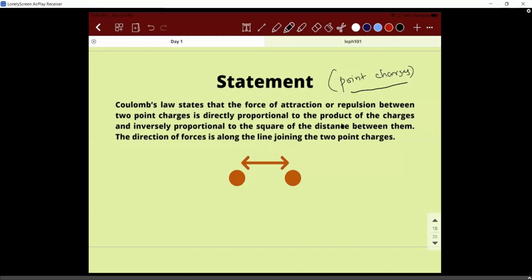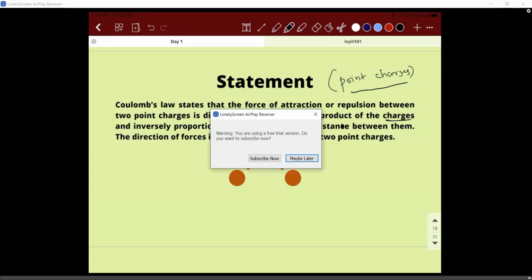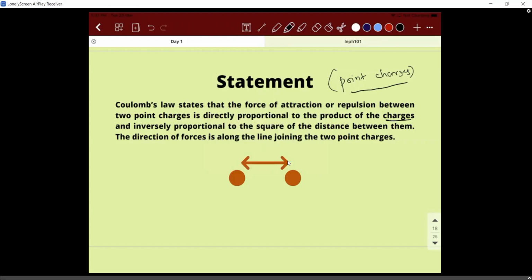The distance at which they both can interact in terms of force. If they are at a reasonable distance, then Coulomb's law states that the force of attraction or repulsion between them is directly proportional to the product of the charges. I would like to add another word: product of the magnitude of charges. Please write down the statement alone. Write the heading as statement, put a colon and write it. The force of attraction or repulsion between two point charges. Underline the word point charges. Between two point charges.